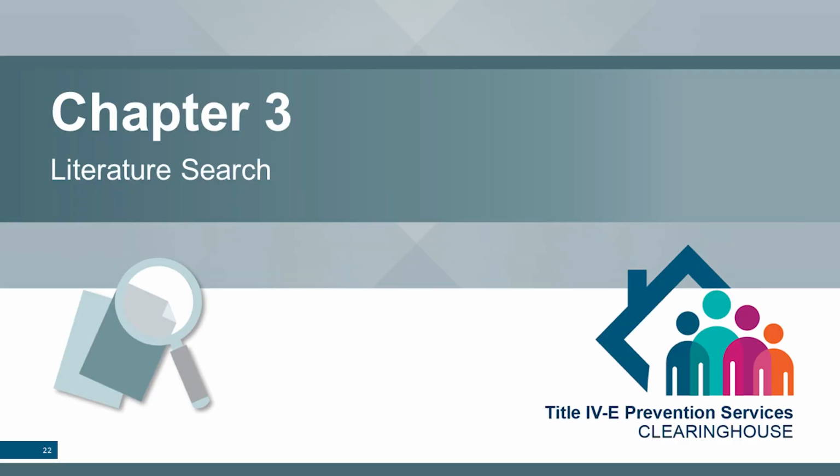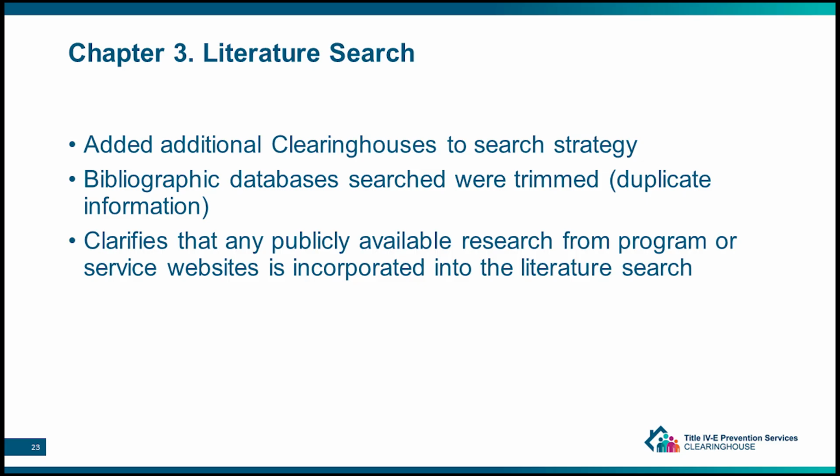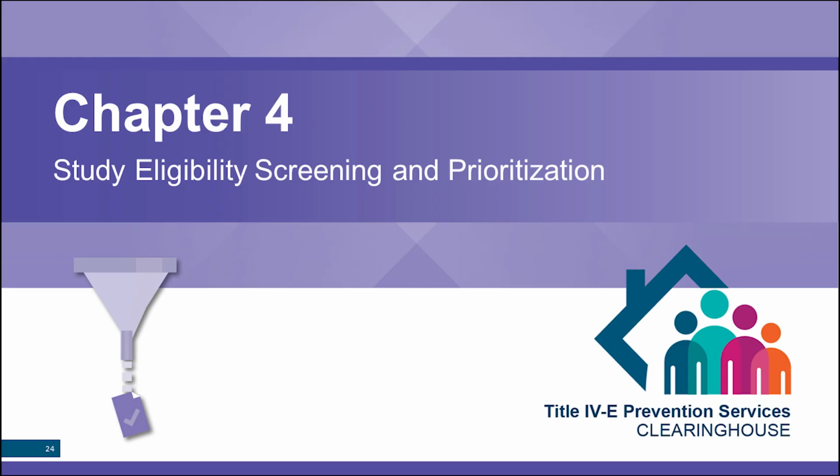Chapter 3 is the literature search. In Chapter 3, which describes the literature search for each review of a program or service, the handbook includes additional clearinghouses that are part of the search strategy. The list of bibliographic databases used in the search has been trimmed for efficiency based on a determination that some databases in Handbook version 1.0 largely provided duplicative information. This section also clarifies that any publicly available research from a program or service website is incorporated into the literature search.